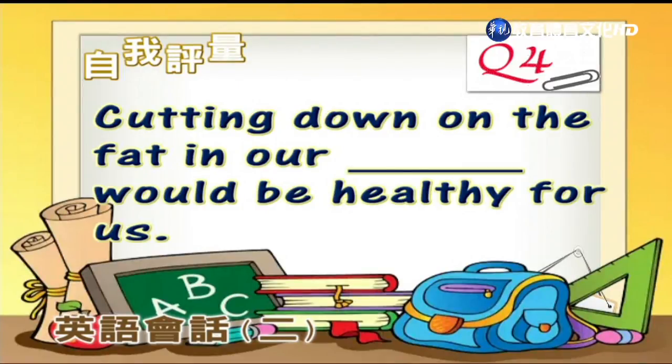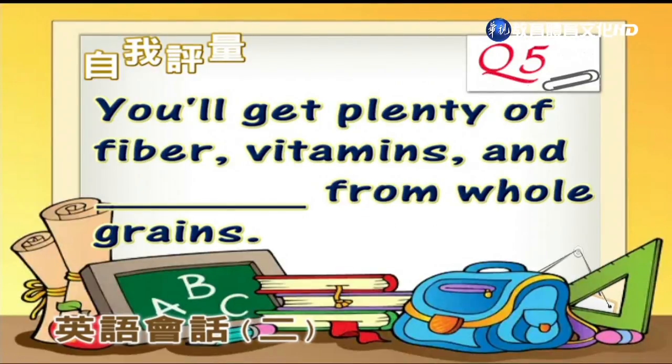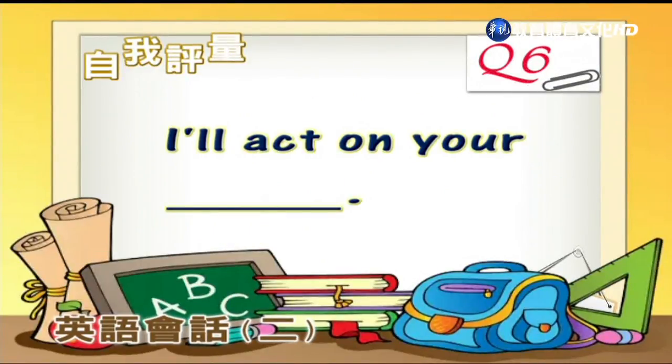Cutting down on the fat in our ___ would be healthy for us. 答案是 diets, 减少脂肪的摄取，有助于我们的健康。Cutting down on the fat in our diets would be healthy for us. You'll get plenty of fiber, vitamins, and ___ from whole grains. 答案是 minerals. 吃全谷类食物可以得到很多的纤维素、维他命和矿物质。You'll get plenty of fiber, vitamins, and minerals from whole grains. I'll act on your ___. 答案是 advice, 我会依你的劝告去做。I'll act on your advice.